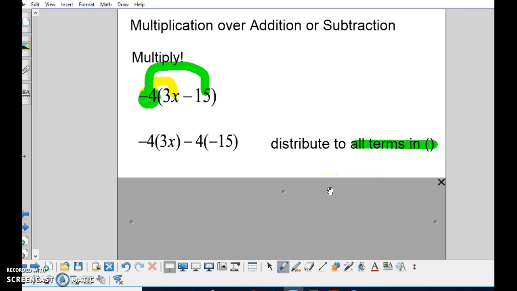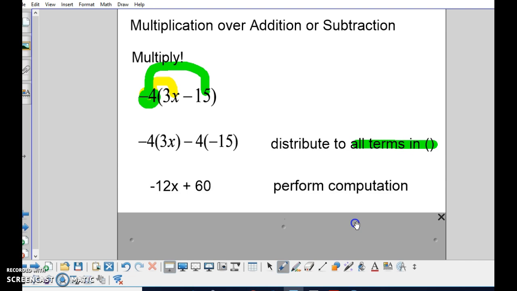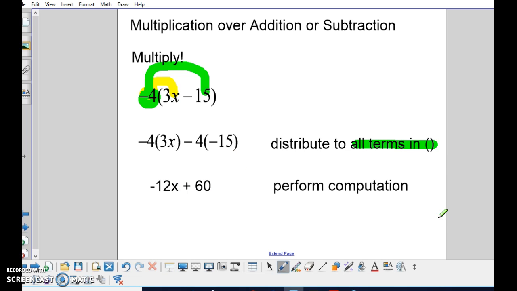So you want to make sure that you distribute to all terms inside the parentheses. And once we've written out that step, I say perform our computation. So what's negative 4 times 3x? That's a negative 12x. And a negative 4 times negative 15 is a positive 60. And that's it. I hope this is coming back and you remember this from 2 years ago. All right, we're going to go ahead and move to our next slide. If you need to pause it to get caught up, please do.